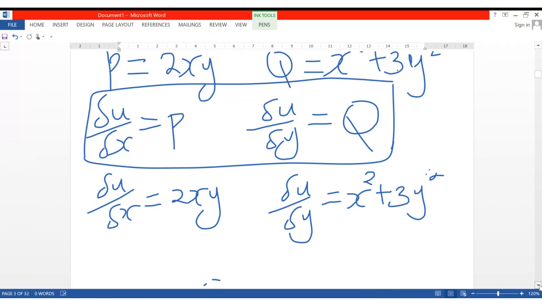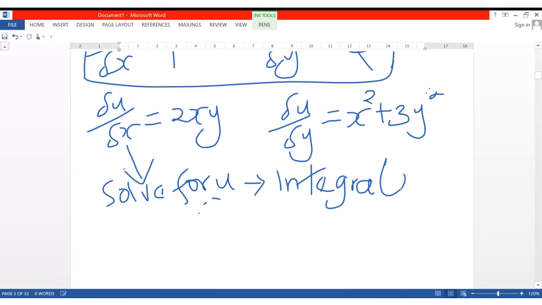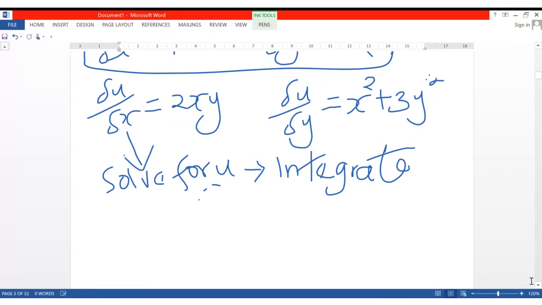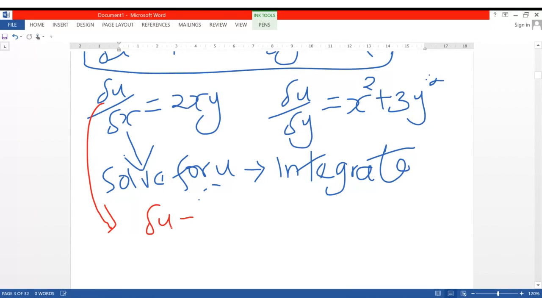So here, I love using this one. So using this one now, I'll solve for you. I can only be able to solve if I can integrate. So this one I have here, I can arrange this one. This one now can be given as partial u is equal to 2xy partial x. I've cross multiplied. Upon integration, I'll be integrating partially.